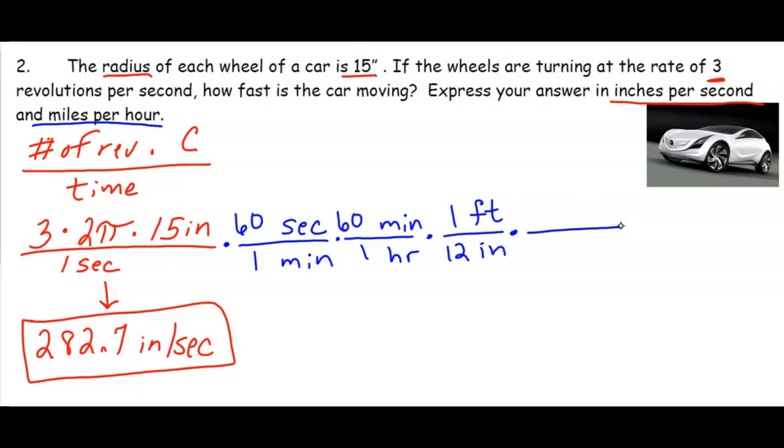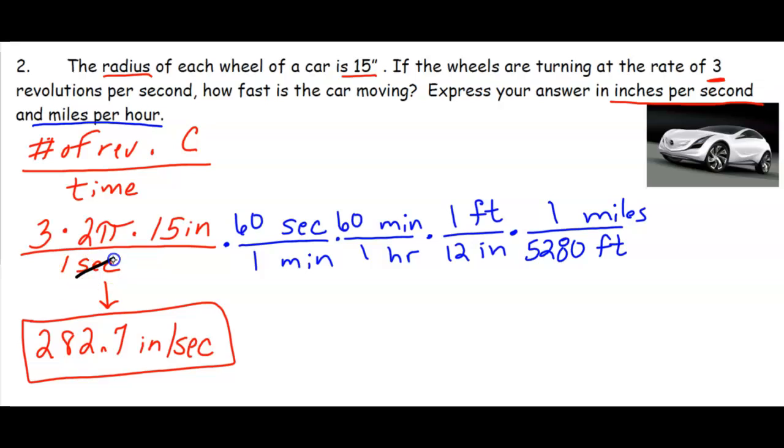Got to go one more because we need to go into miles. Our feet are on top here, so we need them to be on bottom here, and our miles on top. So we have 5,280 feet per 1 mile. Okay, and then you can just go through and do a quick check and make sure everything's going to cancel the way it's supposed to.